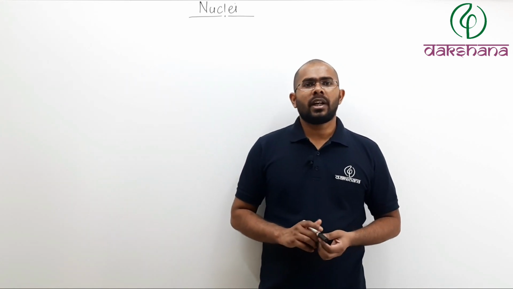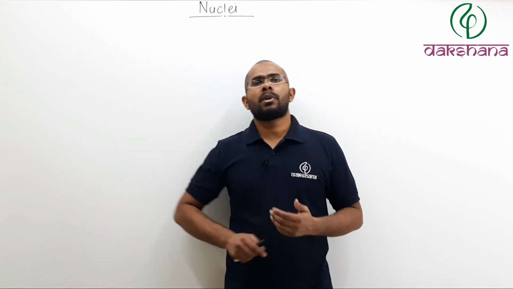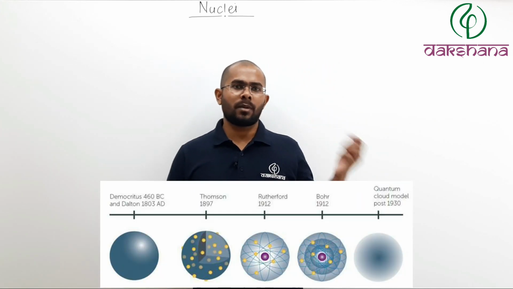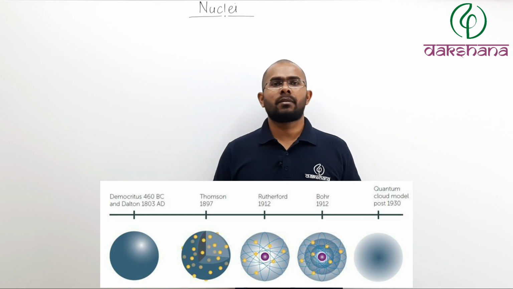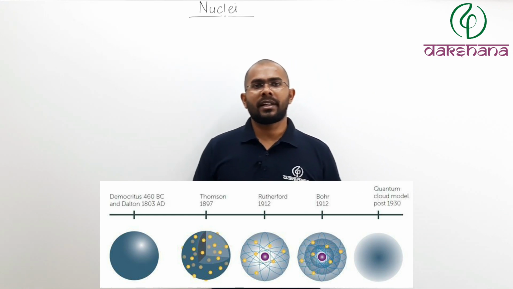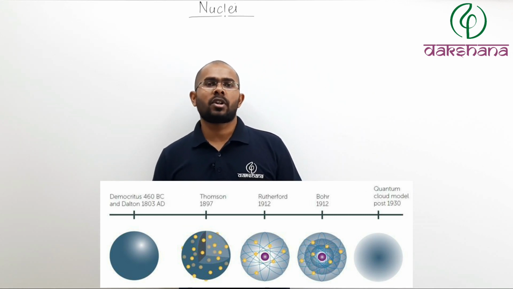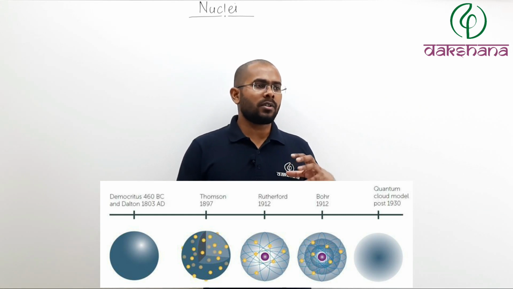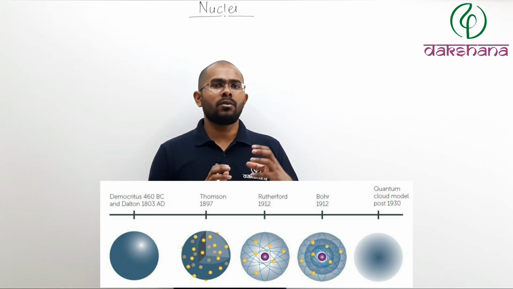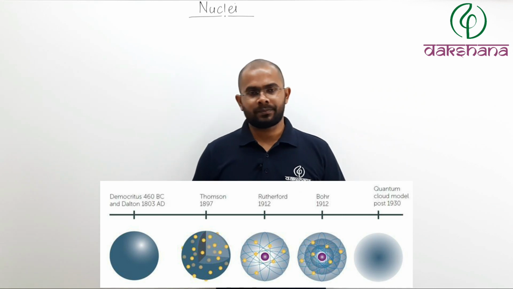Until now, we have talked about different atomic models. There was J.J. Thomson model. Before that, there was Dalton's model. After that, it came Rutherford's model, then Bohr's model. So until now, we have talked about different atomic models and how they described atomic structure.